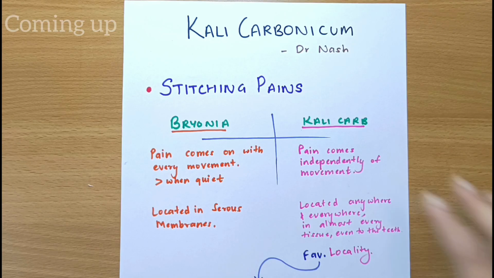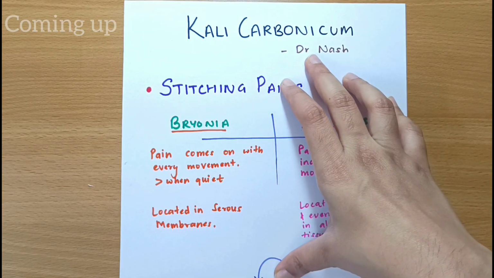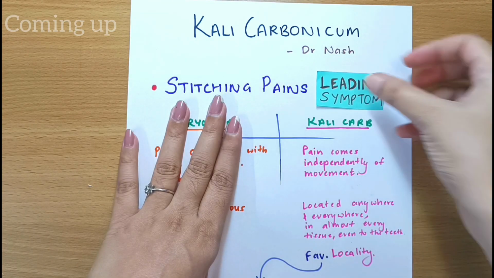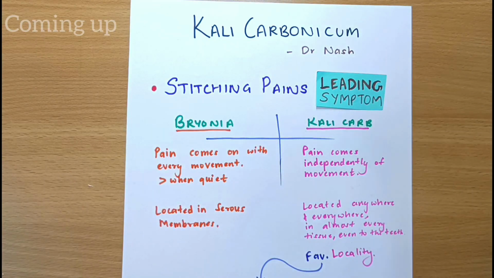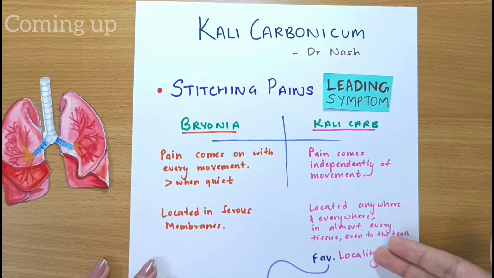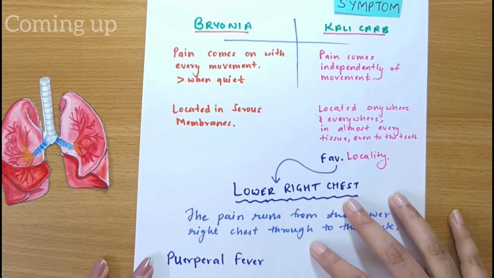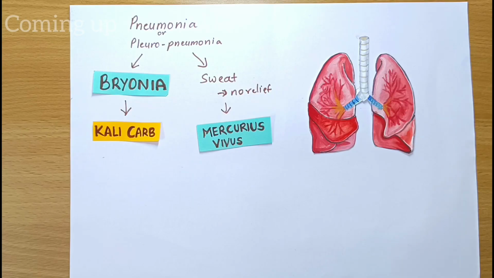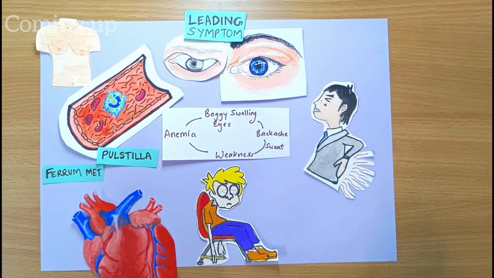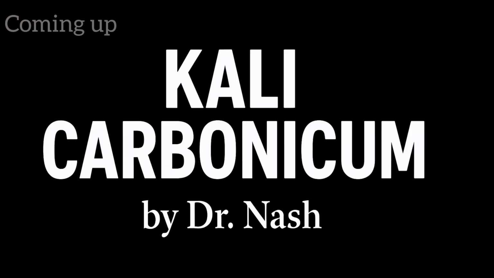So today we're going to learn about the remedy Kali Carbonicum from Dr. Nash's Materia Medica. Leading symptom of this remedy, that is the stitching pains. The favorite locality of Kali Carb is actually the lower right chest. It helps us understand a little bit about how to think when you're studying Materia Medica. This is actually an important map of Kali Carb which we need to remember.